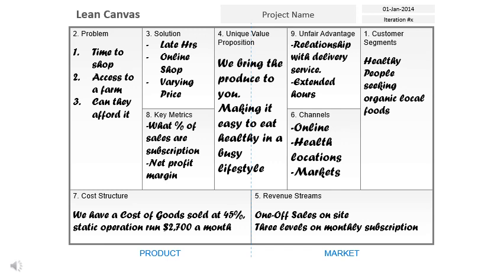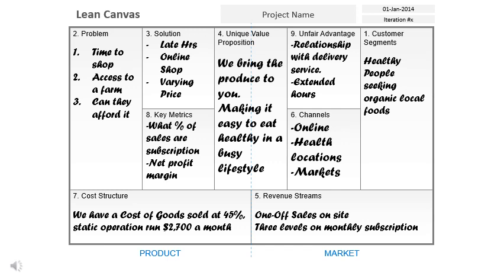Our cost structure is we have a cost of goods sold at 45%, which is a little high for the market. And our static operations run about $2,700 a month. So we're going to have to make sure that we're bringing in a solid amount of money to be able to be successful for our business.